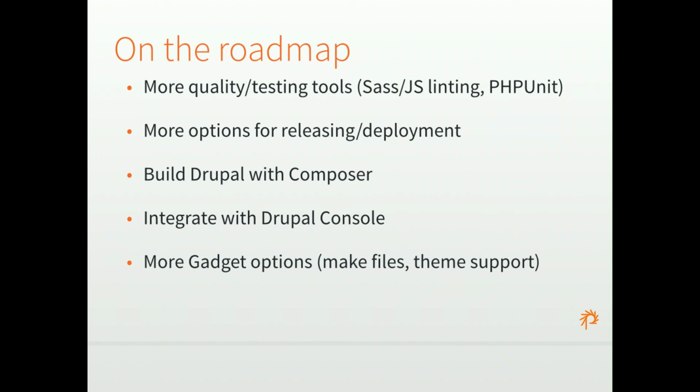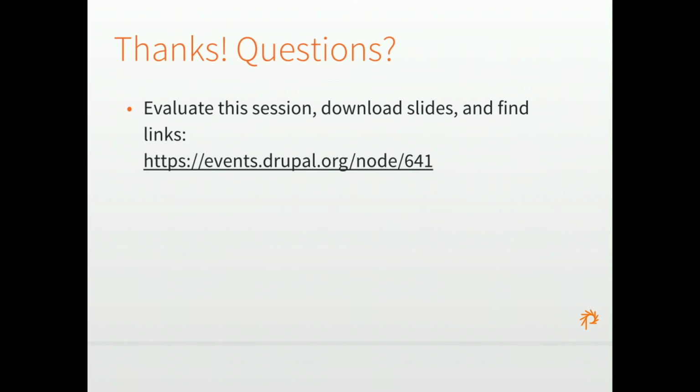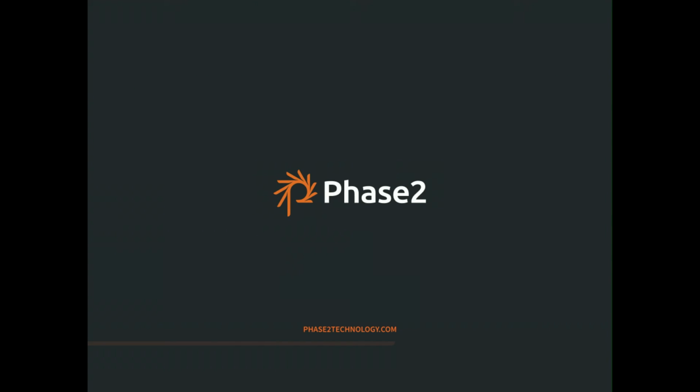And then the Yeoman generator I was talking about before, Gadget, having more options there about what kind of project you want to set up or how it should be structured, I think would be helpful. So being able to choose the type of makefile you have or the type of theme you're using. So that is it. Does anyone have any questions or comments?